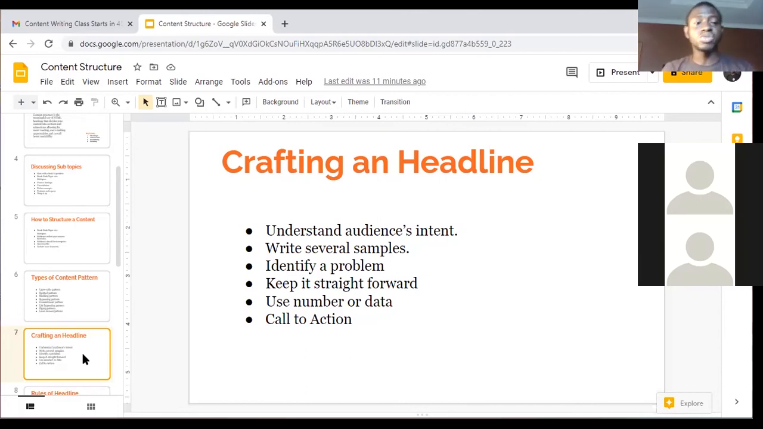Don't worry, we're going to get to the importance of headline and how to craft headline, different forms and all of that. So to craft an effective headline, first thing first, you must understand your audience intent, right? And that's the last tip I'm going to be leaving you with today. It's still in the last slide, but when we get there, we're going to delve extensively on that.